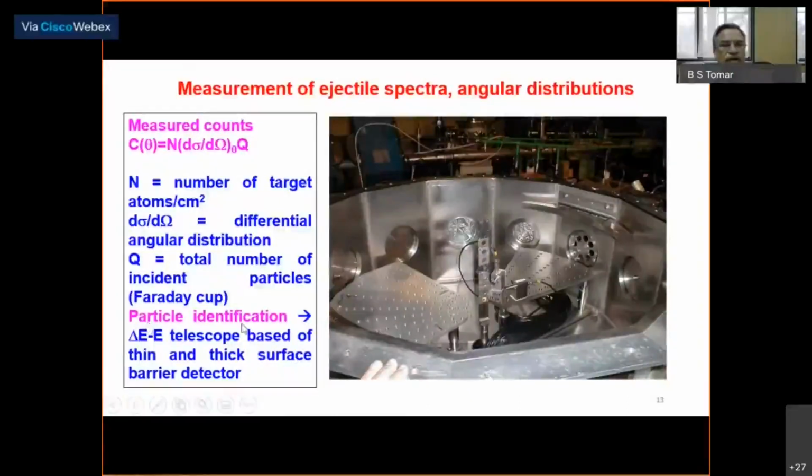And for identifying the particle, a delta E telescope is used, where you have a thin delta E detector, a surface barrier detector of the order of 15 to 20 to 25 micron thick, and the thick one will stop the charged particle totally. So this pair can be used to identify different fragments. So you can resolve the different particles, proton, alpha, and so on. So this is a typical online experiment to find out the cross section for nuclear reactions.